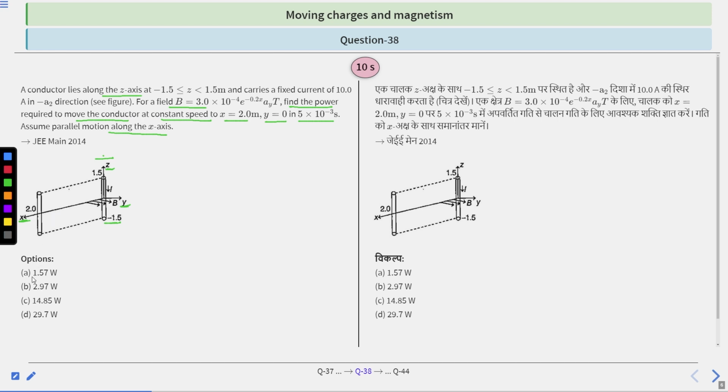Given options: option A is 1.57 watt, option B 2.97 watt, option C 14.85 watt, option D 29.7 watt. So which option is correct? You have 10 seconds to solve this question. After 10 seconds, we will provide the solution.